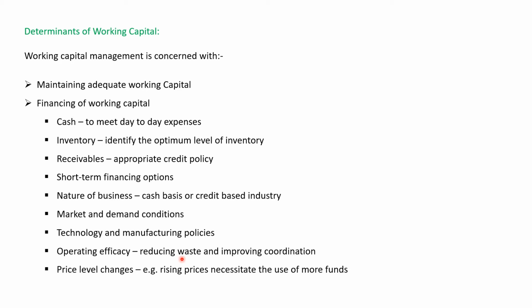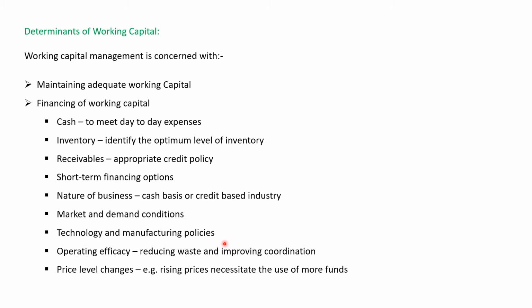Next, technology and manufacturing policies. Similarly, technology and manufacturing processes, because the production may be throughout the whole year, or instead we may choose a policy of production only during the demand season. Depending upon the manufacturing policies also, whether we are producing once in a year and selling the product throughout the year, or we are manufacturing throughout the year and selling the product, accordingly the working capital requirements will change.